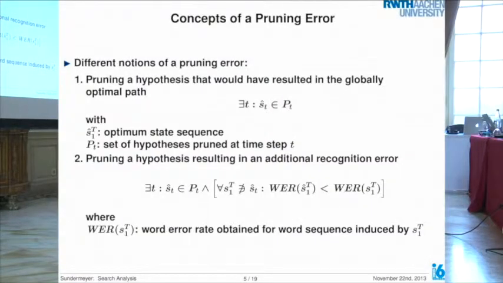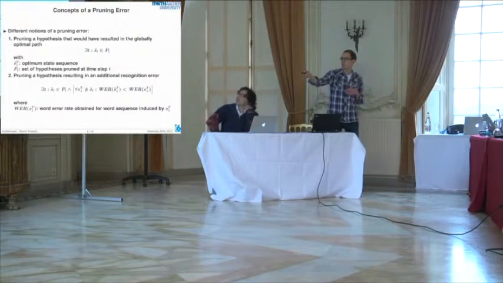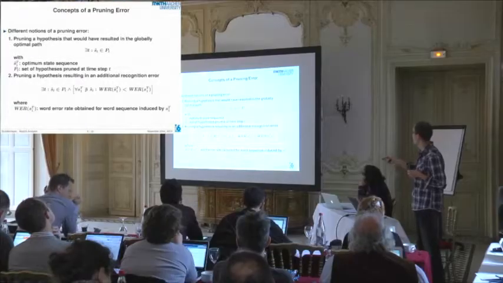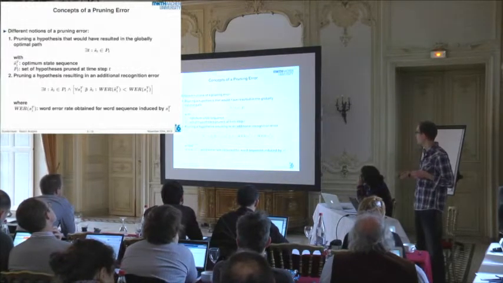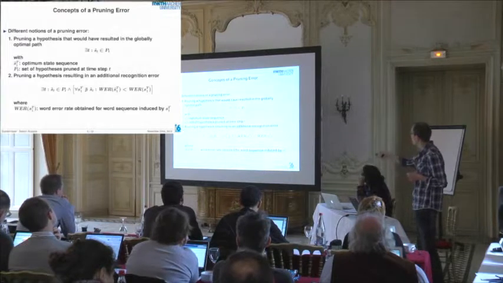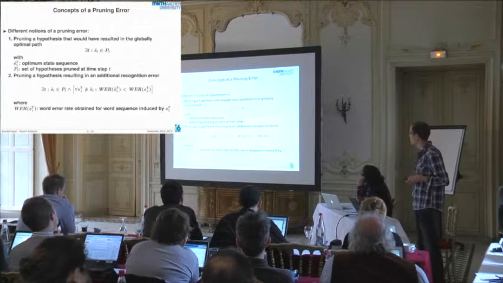And for this, we should first decide what we call a pruning error. And here I've put several definitions. The first is probably the one which is most widely accepted. It just means a pruning error occurs when we prune a hypothesis that would have resulted in the globally optimal path. The globally optimal path here is denoted by this state sequence with a hat, and the set of hypotheses pruned up to this time step T is denoted by capital P. And if for some time step this one has been pruned, then we call this a pruning error.